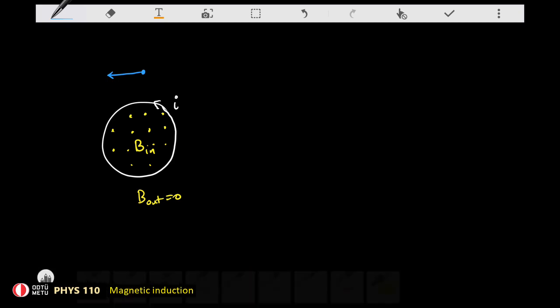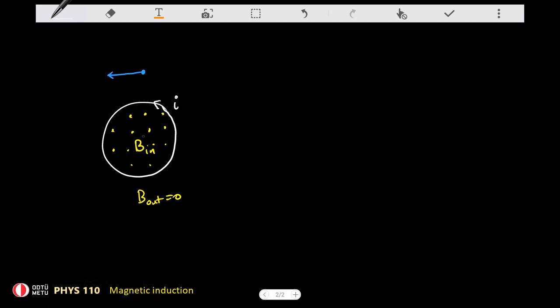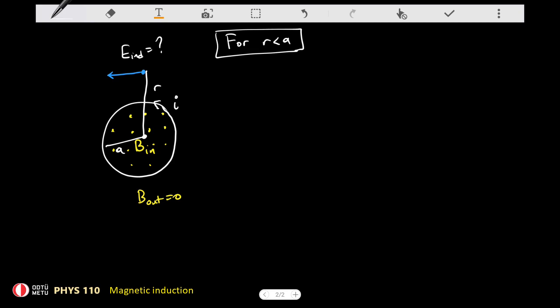And we would like to compute the induced electric field as a function of the distance from the symmetry axis. There are two special cases that we can consider: for a point inside or for a point outside. A is the radius of the solenoid. My point, is it inside or outside? I'm just going to start with the inside case.